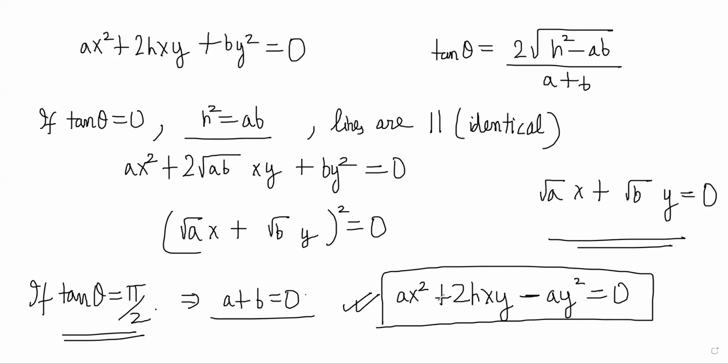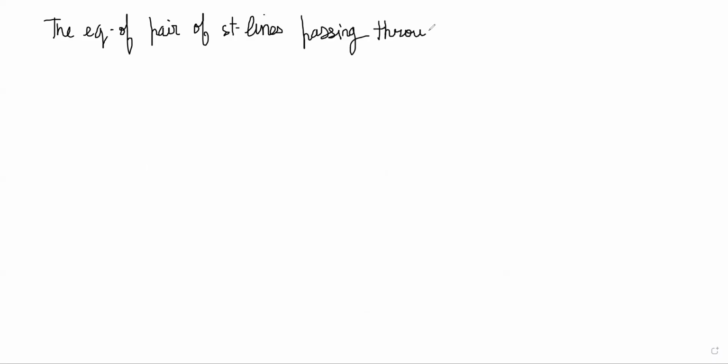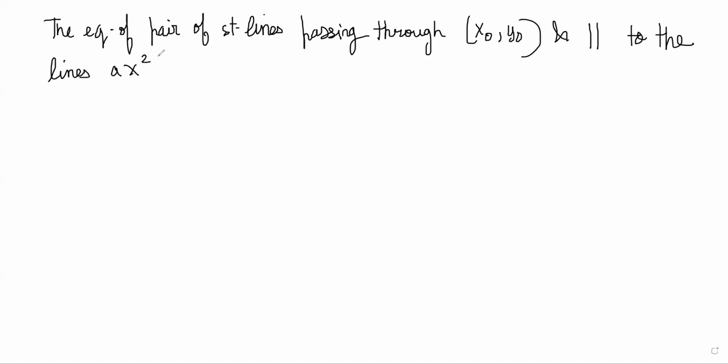Okay. Then the next idea is a generalization of the same theory that we have done. The equation of a pair of straight lines passing through x naught, y naught, and parallel to the lines ax square plus 2hxy plus by square equals 0 is what?